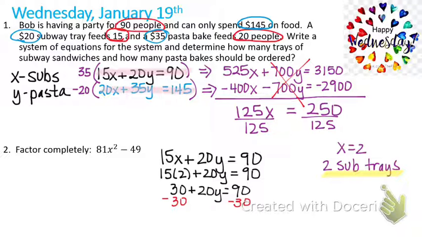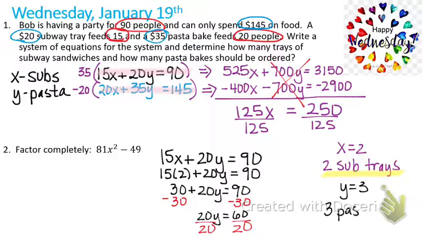Okay, so that would be 20y equals 60. And then divide by 20. And you should get 3. Who got 3? Good job. So y equals 3. So that means we need 3 pasta bakes.